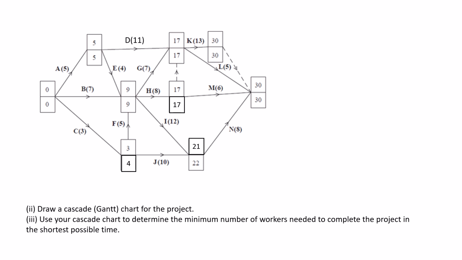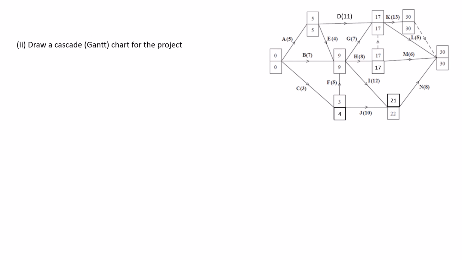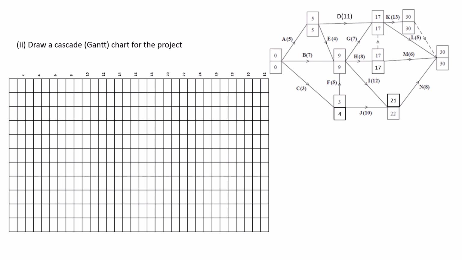Part 2 then asks us to draw a Cascade or Gantt chart for the project, and then part 3 says use your Cascade chart to determine the minimum number of workers needed to complete the project in the shortest time possible. So to draw the Gantt chart, what we're going to start with is our critical path. So let's take a look at our activity network and figure out our critical path.